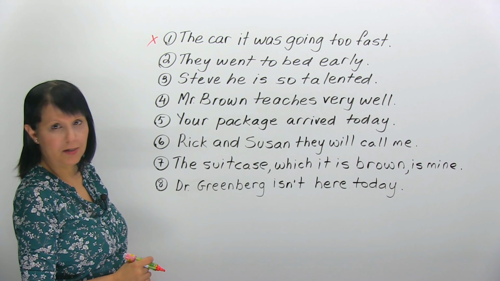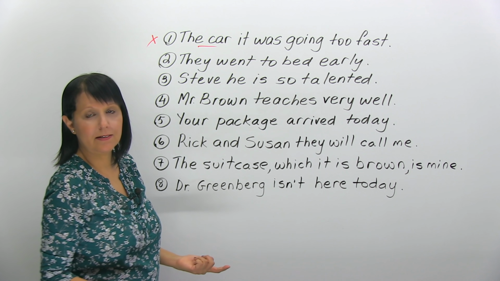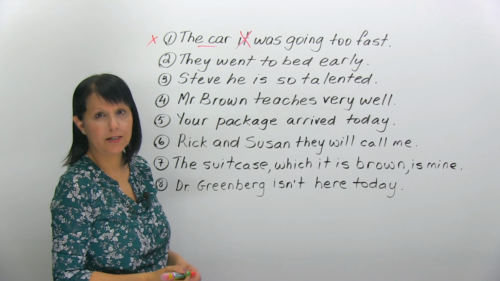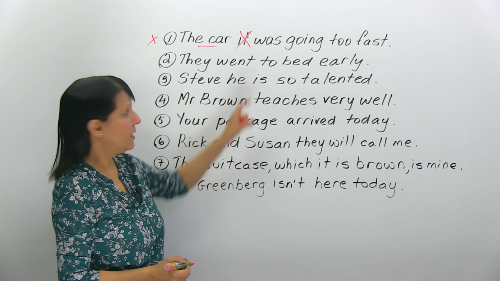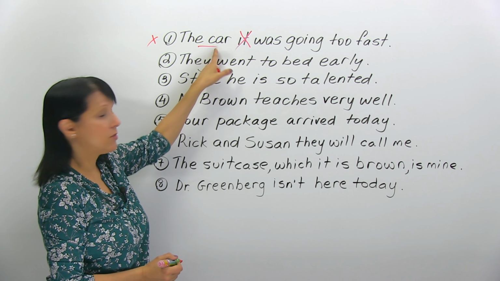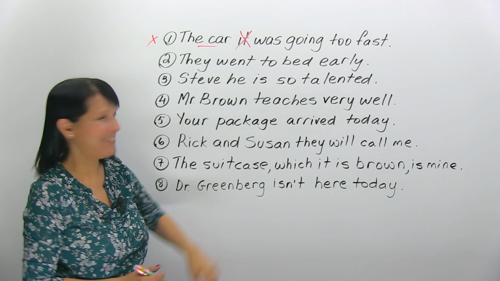So why is this wrong? Because what's the subject here? The car. And then what happened? We put in this, it, okay? So we repeated the pronoun. We included a pronoun, and we also have the actual subject. So we have a double subject, which you do not need, okay?